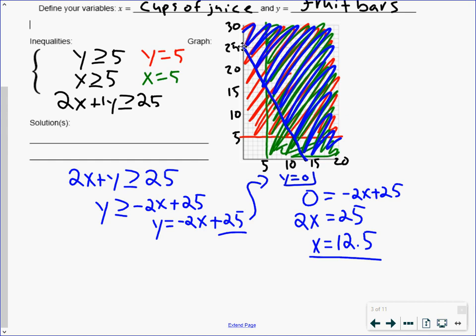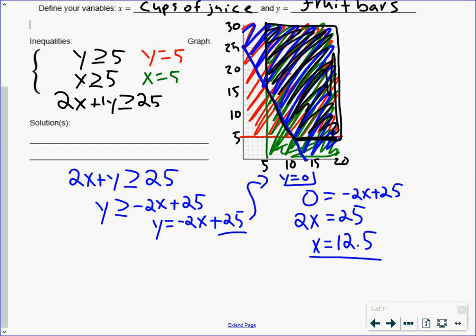Now it's time to look at the graph, look at this drawing that we did, and see where all 3 colors overlap. And we see they all overlap in this part right here. I'm tracing in black. Went a little below the red line, wasn't supposed to. There we go. Everything in here in the black shaded region is a solution to my system of inequalities.